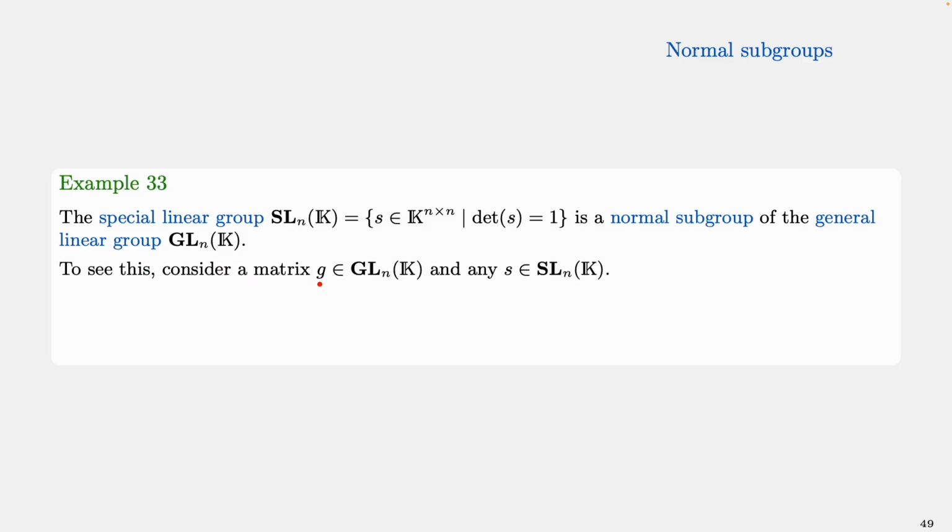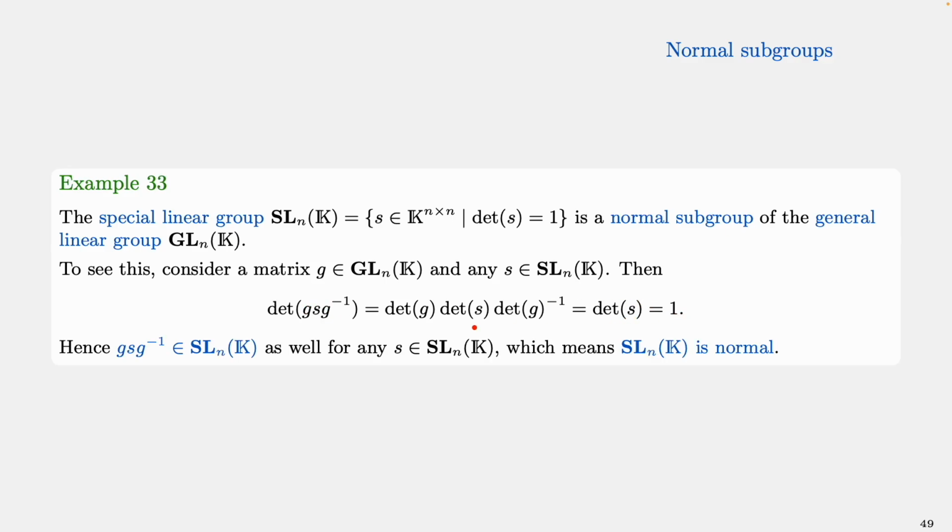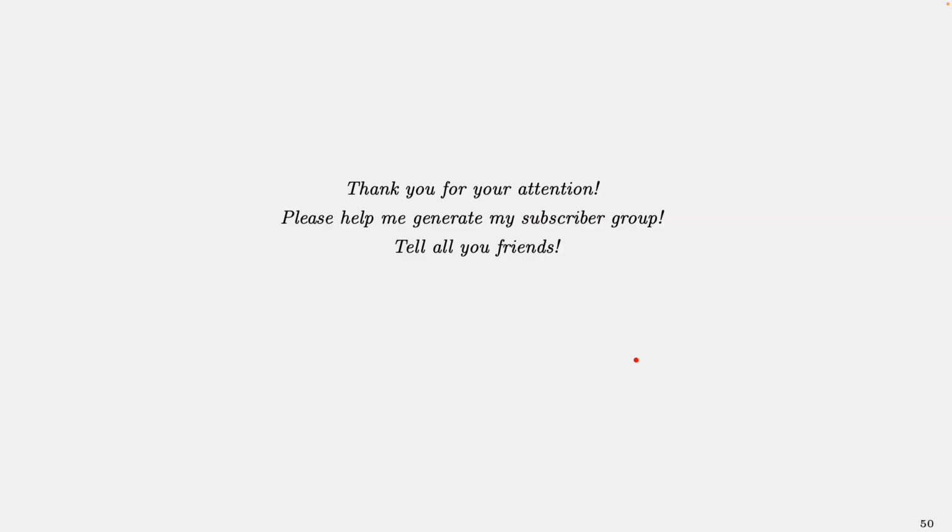And to see this, consider any matrix G in the general linear group and any S from the special linear group. Then the determinant of G S G inverse is, by multiplicativity of the determinant, just determinant of G times determinant of S times inverse of determinant of G. And because this and this cancel out, this is just the determinant of S, but determinant of S was equal to 1. So this matrix here has determinant 1 if S has determinant 1. So this means G S G inverse is contained in SL_n for every element S in SL_n, and this proves that SL_n is a normal subgroup. And that's it for today.